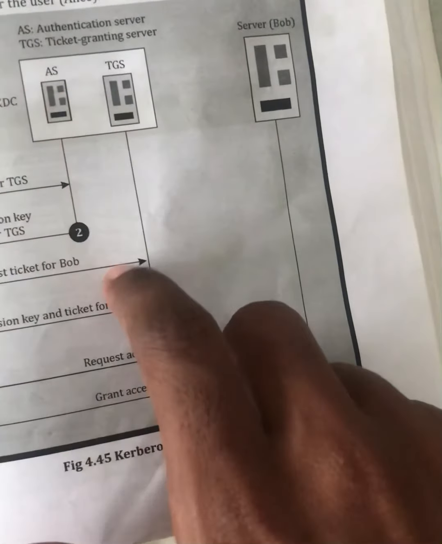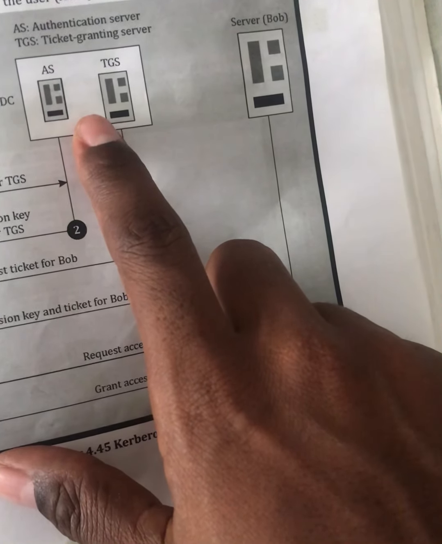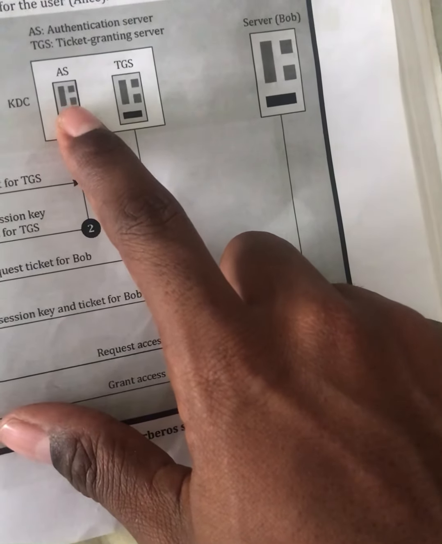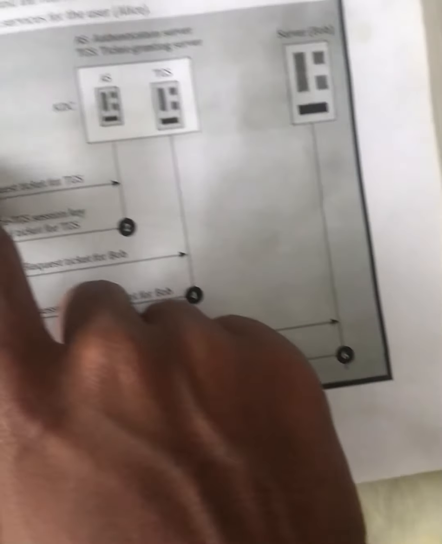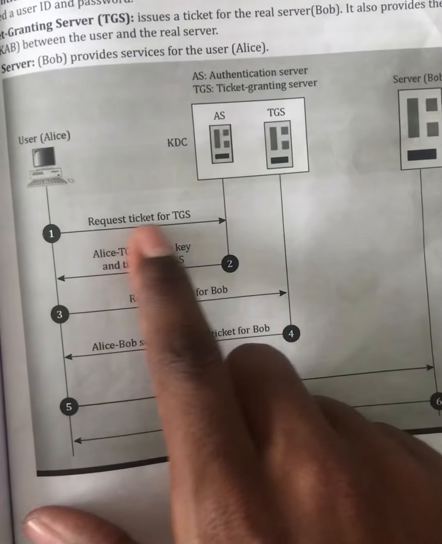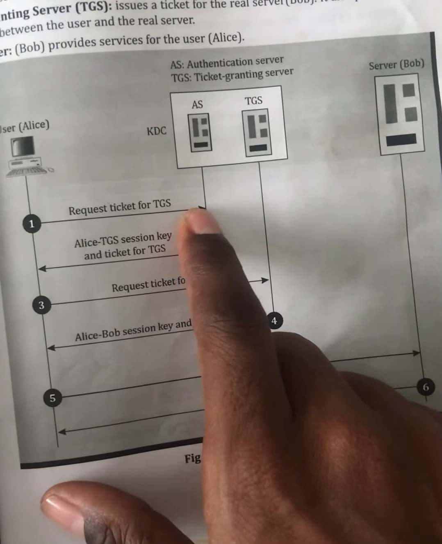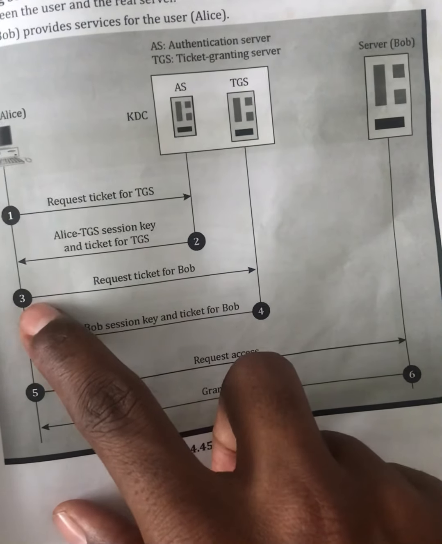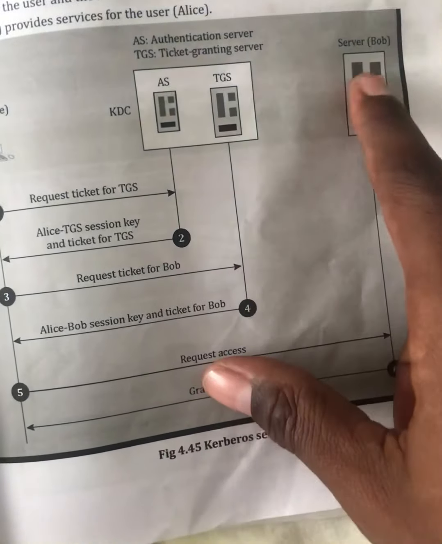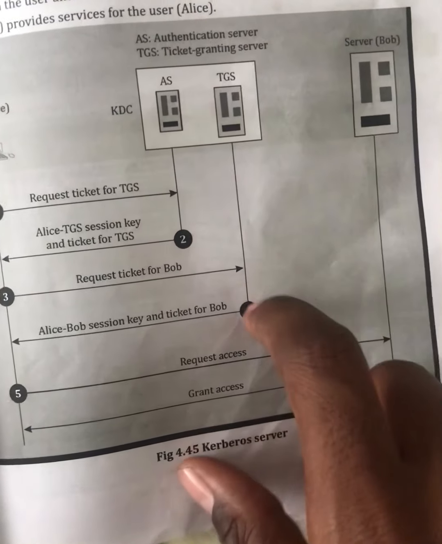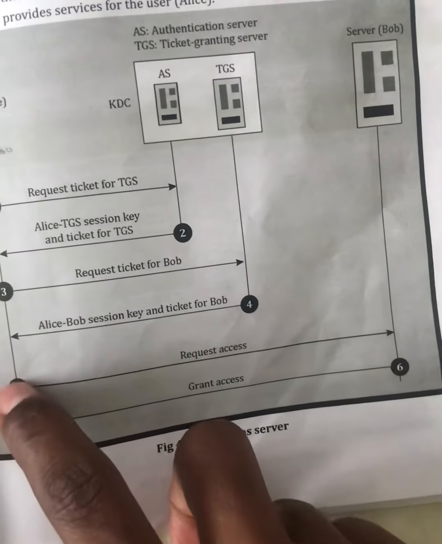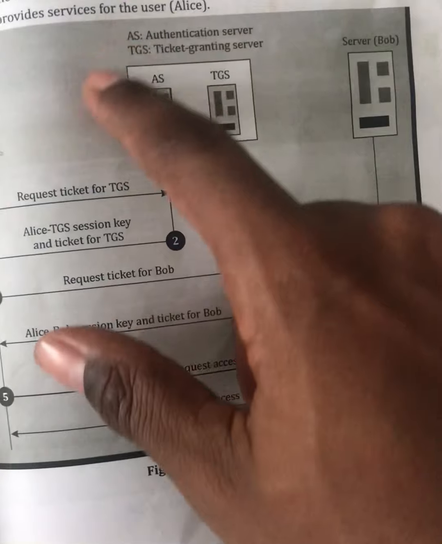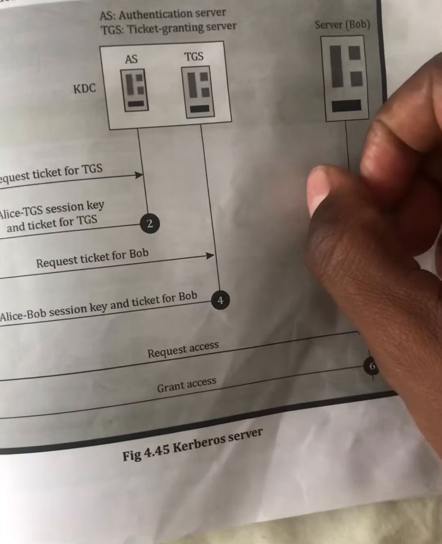So each time the user requires access to a new service, the client applies to TGS using the ticket to authenticate itself. So here, user 1 requests a ticket from TGS, and then the ticket is granted along with the session key. Then he requests a ticket for Bob because he wants to communicate with Bob, and the ticket is granted. Now he sends the request for access to Bob, and Bob accepts. So the main work is happening in this Key Distribution Center.